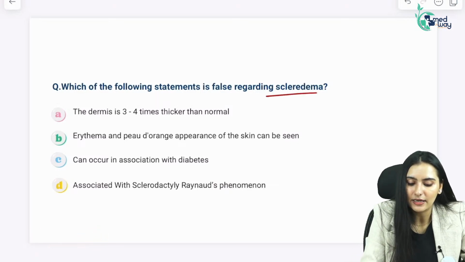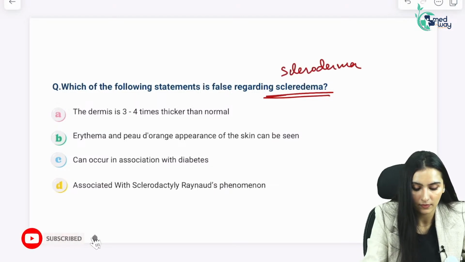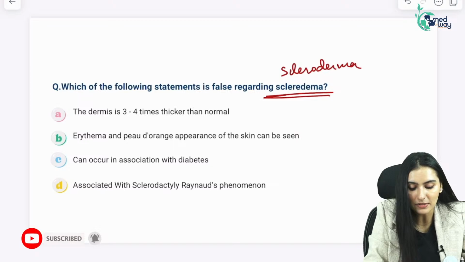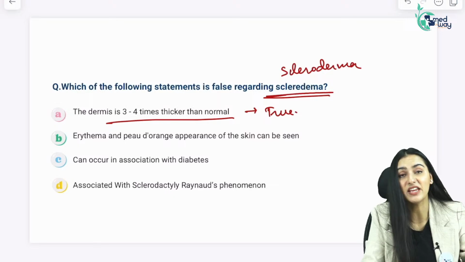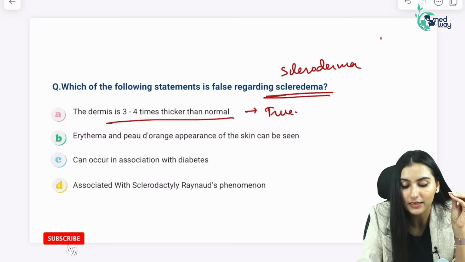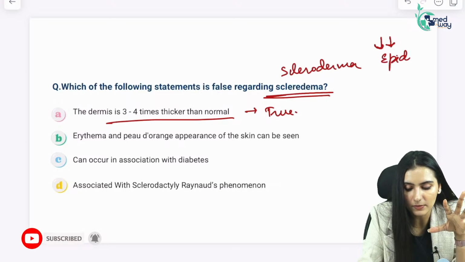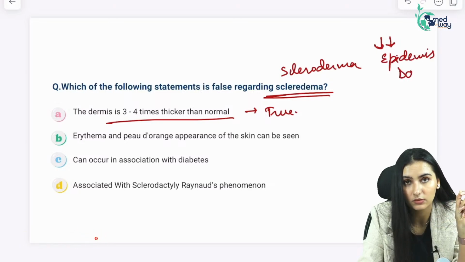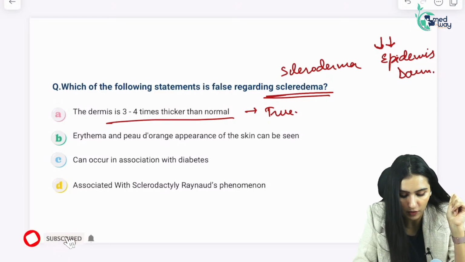What is scleroderma? The dermis is 3 to 4 times thicker than normal. That is true. The dermis becomes very, very thick, as a result of which it starts pulling your epidermis down. It becomes so strong that it pulls the epidermis down. It can give erythema and powdery orange appearance also.